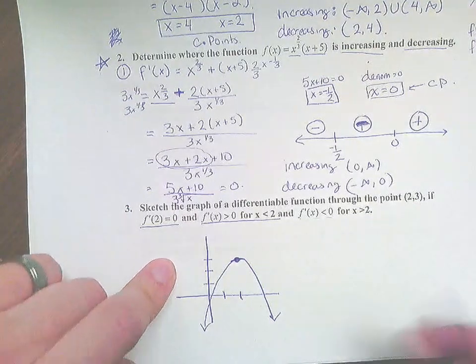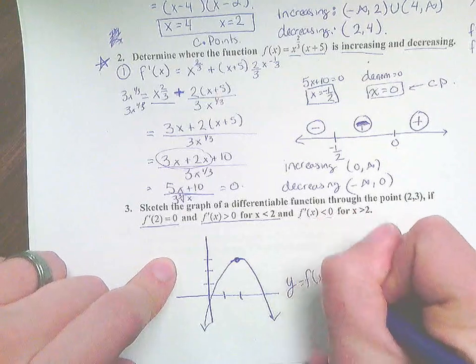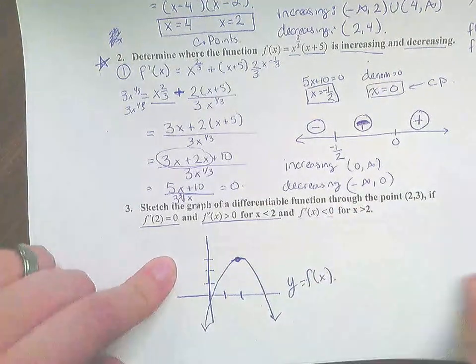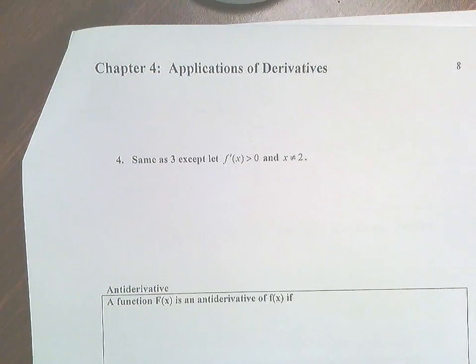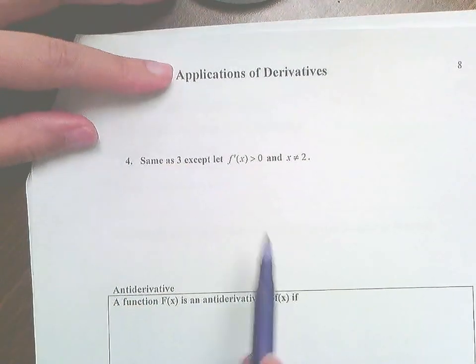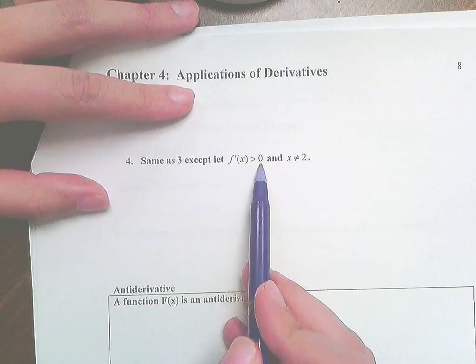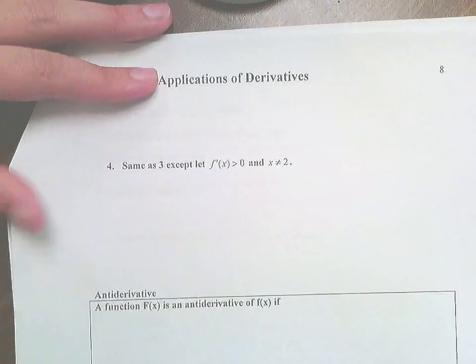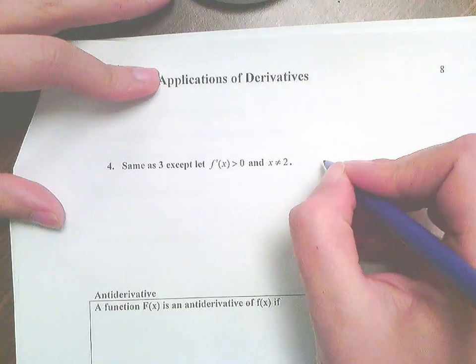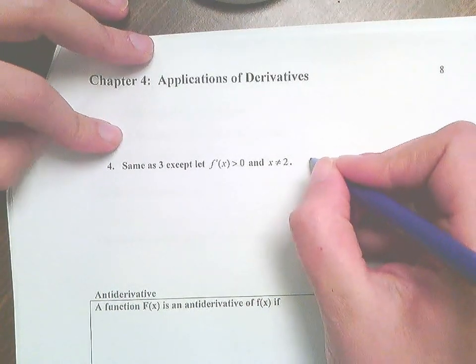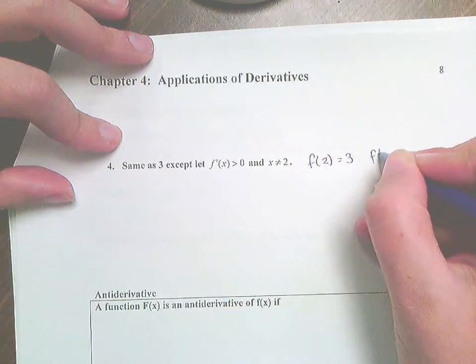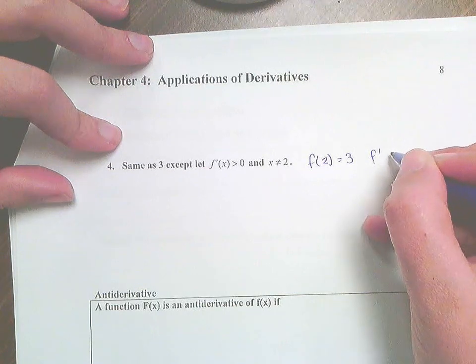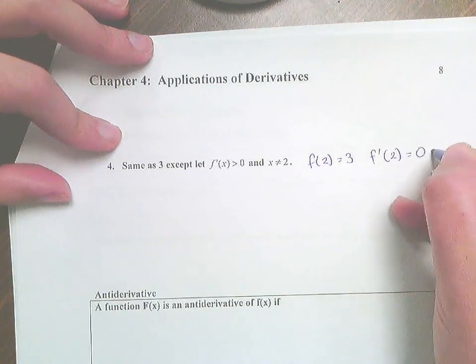And that's it. That's all the information they give us. So this is y equals f of x based on this information. Next example, it says it's the same, except the derivative of f of x is greater than 0 and x does not equal 2. So everything's the same, which means that f of 2 is still 3, and that the slope at 2 is still 0.